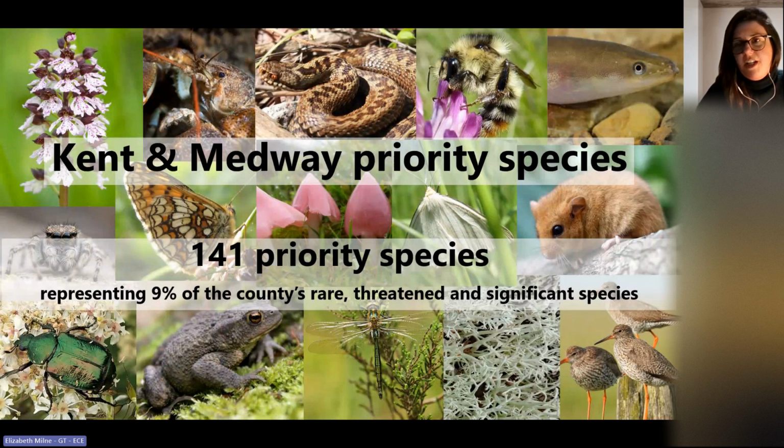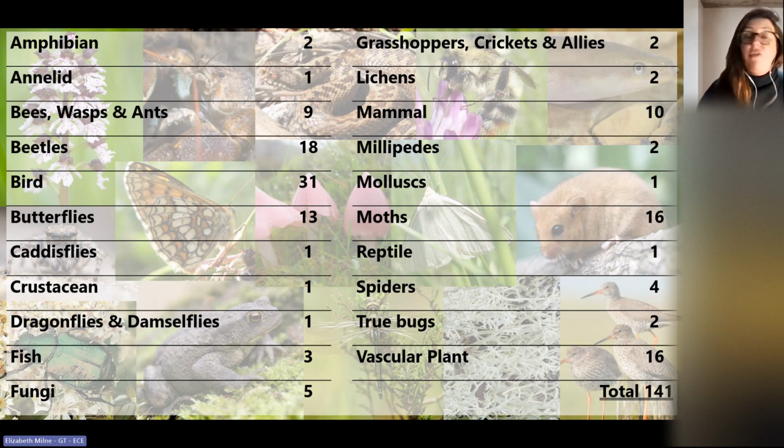So the priority species were identified from a long list of just over 1,500 rare, threatened and significant species that Natural England's selection criteria informed us we have in the county. The work was informed by quite a clearly set out process by Natural England, which meant that we had to take our list and really bring it down to a focused set of species. Although it wasn't quite as few as Natural England wanted us to get down to, we managed to bring that number down to 141 priority species in the county. And these 141 are representative of all taxa identified within the county.